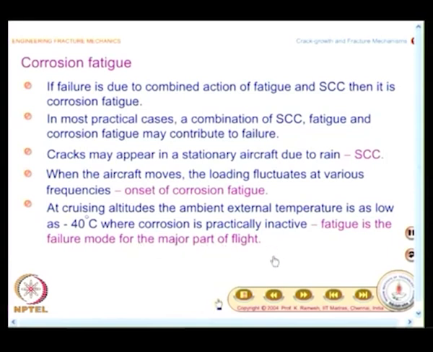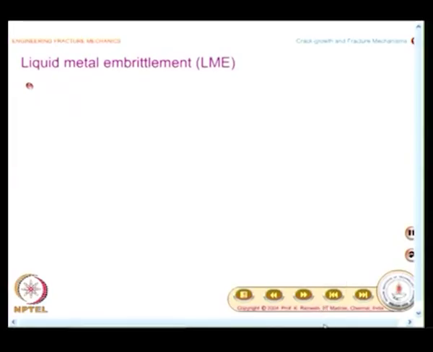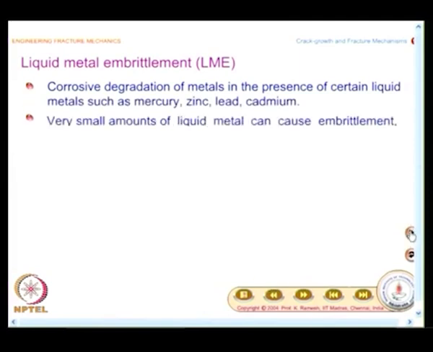It is a very nice example. You look at, you find because of rain stress corrosion cracking takes place, then because of taxiing in the tarmac you find there are load fluctuations induced on the aircraft. So, you find onset of corrosion fatigue, which is continued in flight as fatigue crack growth. And another crack growth mechanism is liquid metal embrittlement. Corrosive degradation of metals in the presence of certain liquid metals such as mercury, zinc, lead and cadmium.